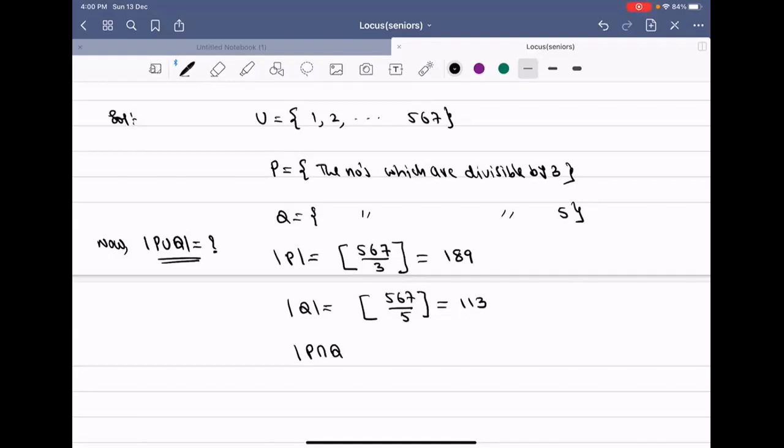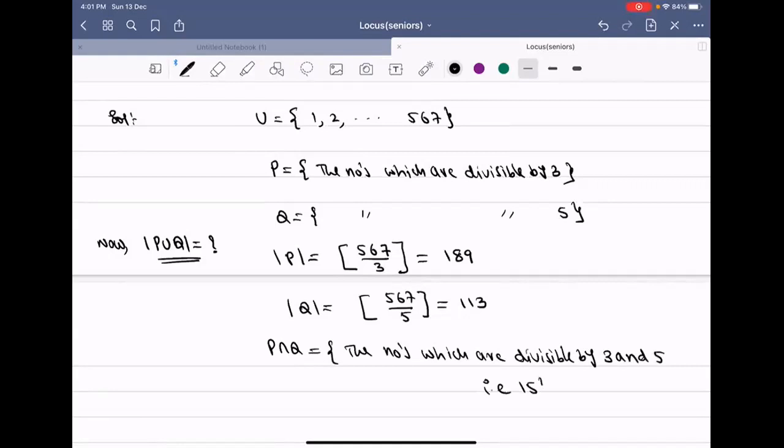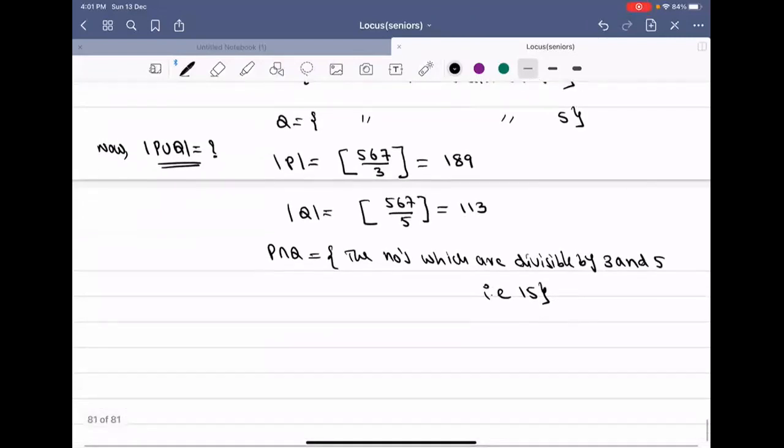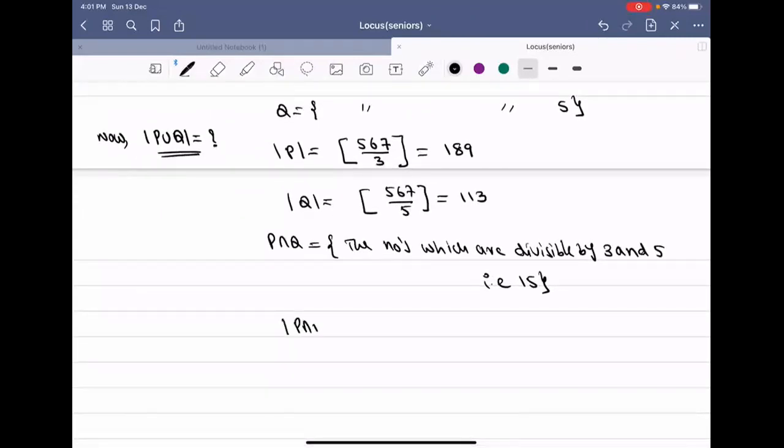Now, P and Q are done. What I need is the number of elements in P intersection Q. Let us define P intersection Q. It is the numbers which are divisible by both 3 and 5, that is, 15. Therefore the number of elements in P intersection Q is equal to 567 by 15.